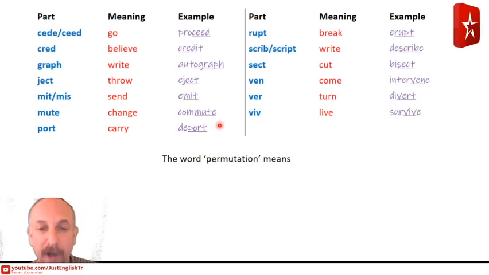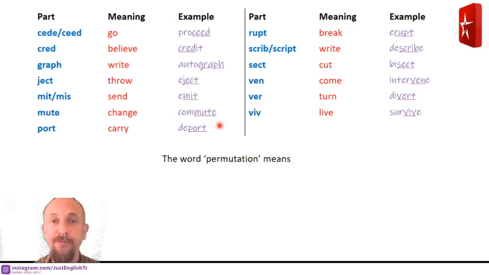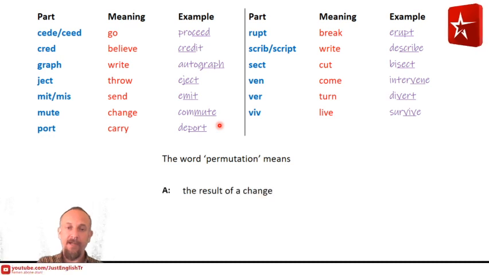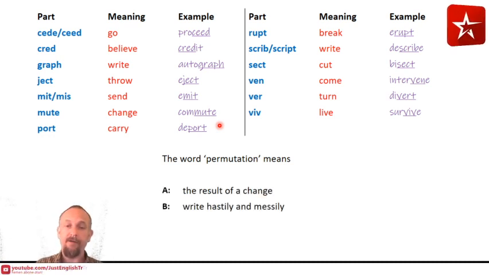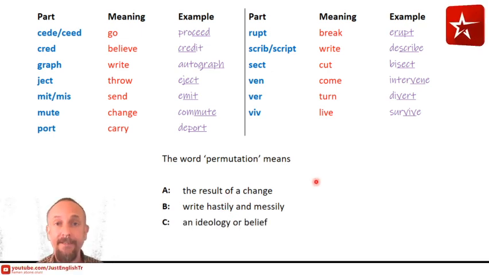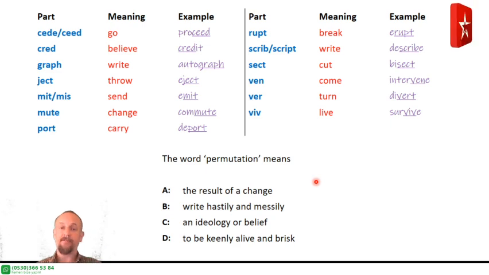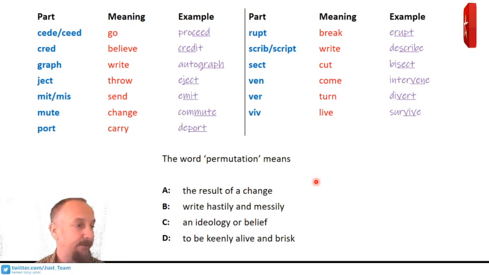So the word permutation. Listen to the pronunciation as well. Permutation. We have A, the result of change. B, to write hastily and messily. This means quickly, by the way. Very quickly. Then we have C, an ideology or a belief. And finally, D, to be keenly alive and brisk. A, B, C, or D.